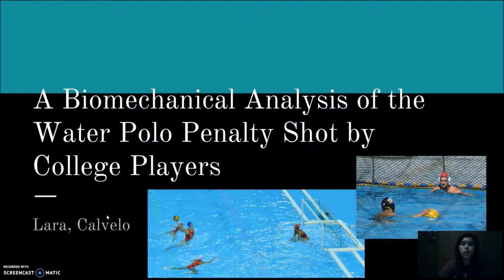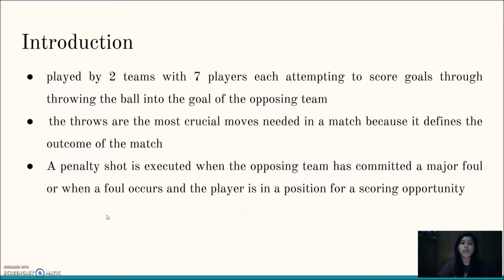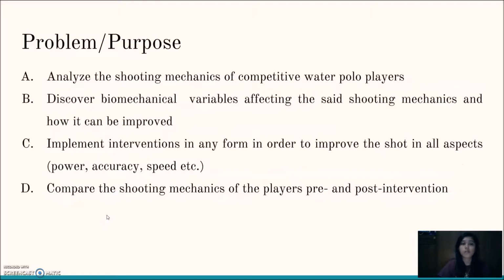Biomechanical analysis of the water polo penalty shot by college players. Water polo is played by two teams with 7 players each attempting to score goals through throwing the ball into the goal of the opposing team. The throws are the most crucial moves needed in a match because it defines the outcome of the match. And out of all the throws that is used in water polo, we chose to focus on the penalty shot.